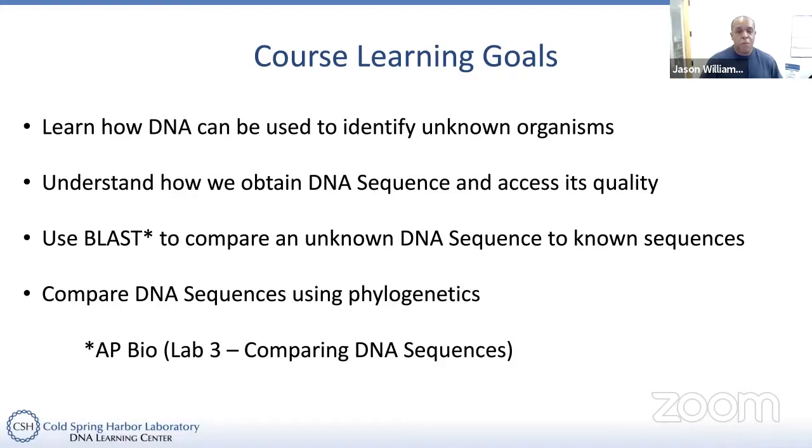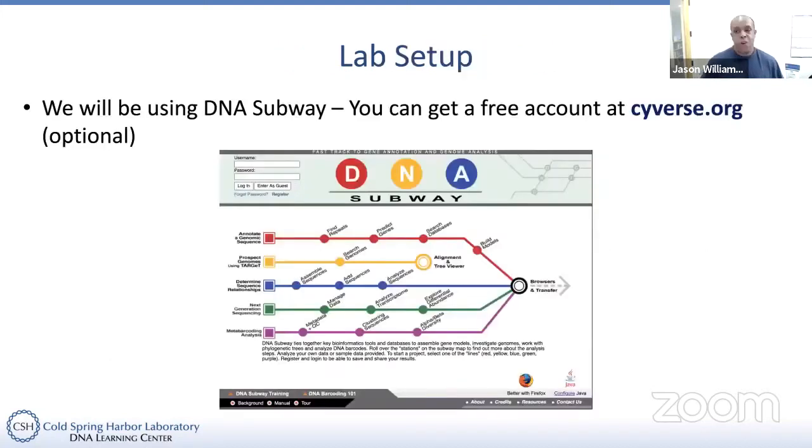phylogenetics. So we're going to be using this tool called DNA Subway. It is a tool that you can access for free. We do suggest that you get a free account at cyverse.org. You even have time to do that while you're watching me, but even if not, you can come back later with the packet and you'll have access to all of that. Actually, to follow along, you don't even need an account. You can use the guest feature, and I'll be showing that as we get a little bit further along.